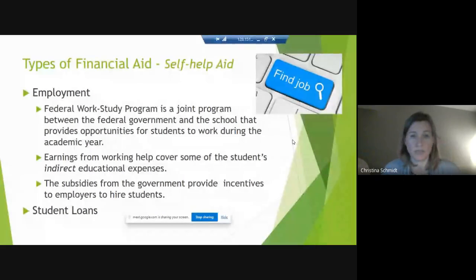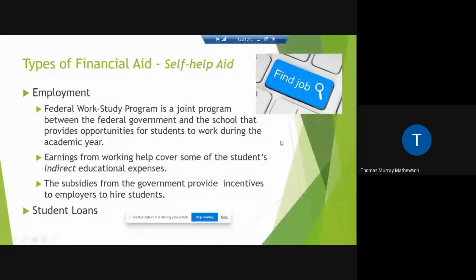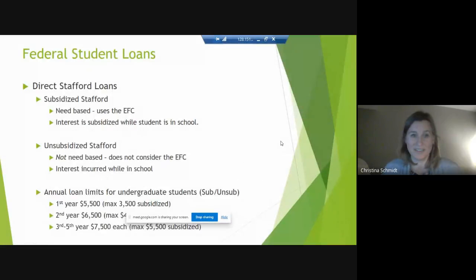And then student loans, and we'll get into some more detail on those, the federal student loan options. So the best student loan a student can get is the Direct Stafford loan, and the subsidized one in particular. It is need-based, and the interest is subsidized while the student is in school, and repayment does not begin until 6 months after graduation, or if a student has to drop below half-time status, their 6-month grace period begins at that point.